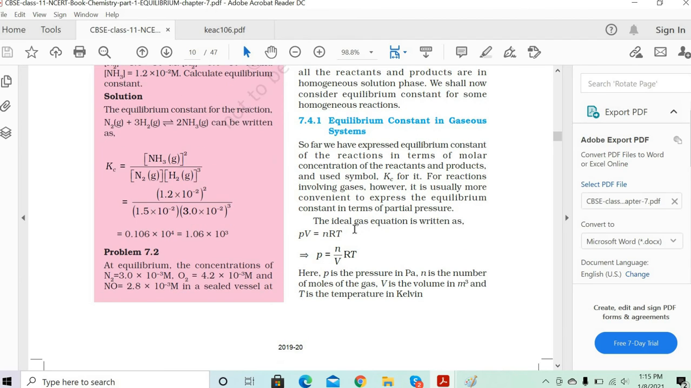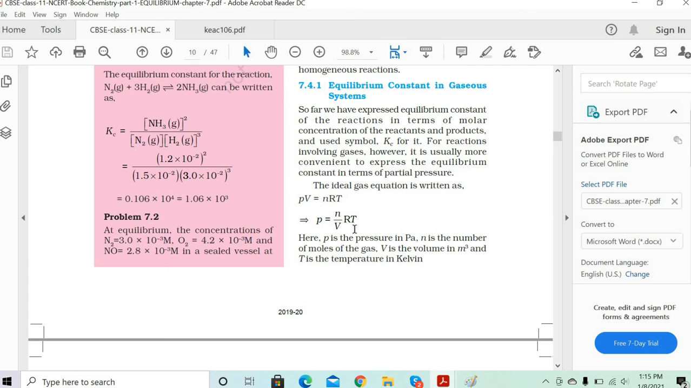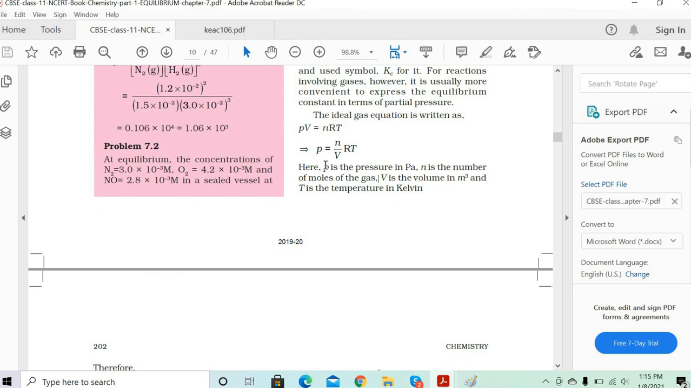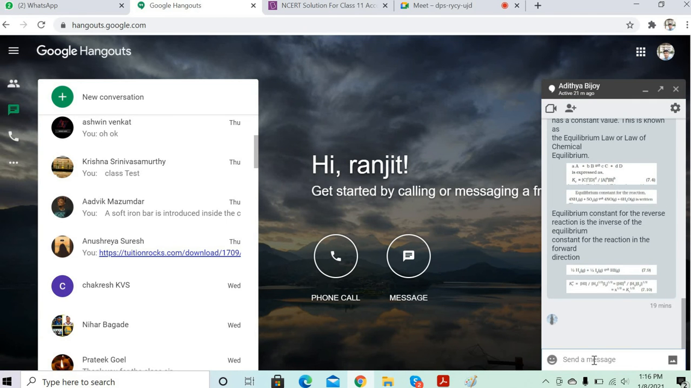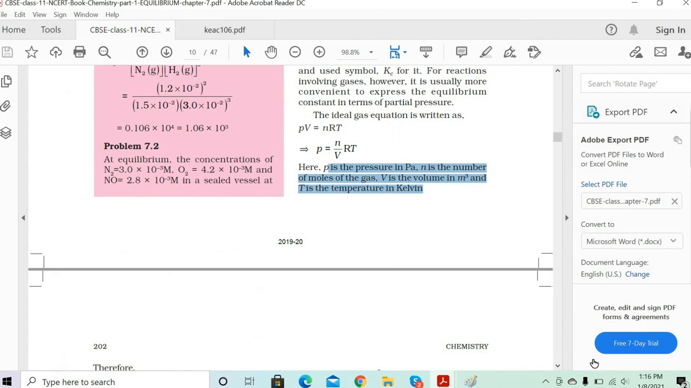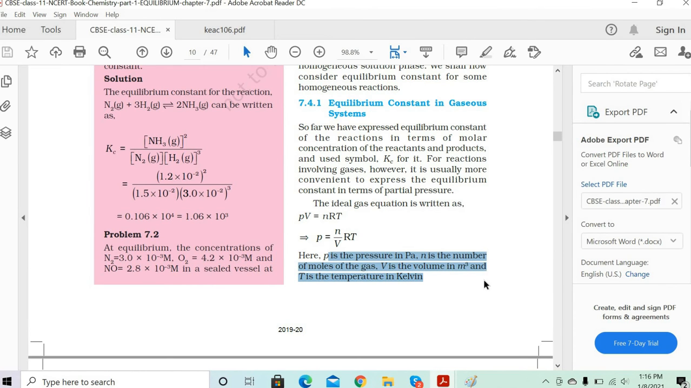What are the different equilibrium constants in the gaseous system? Now here comes a very important formula: PV is equal to nRT. Write down this part. Then I'll explain to you. Write down: P is the pressure, n is the number of moles of the gas, V is the volume in meter cube, and T is the temperature in Kelvin. Is this part clear? So the very important gas equation is PV is equal to nRT.